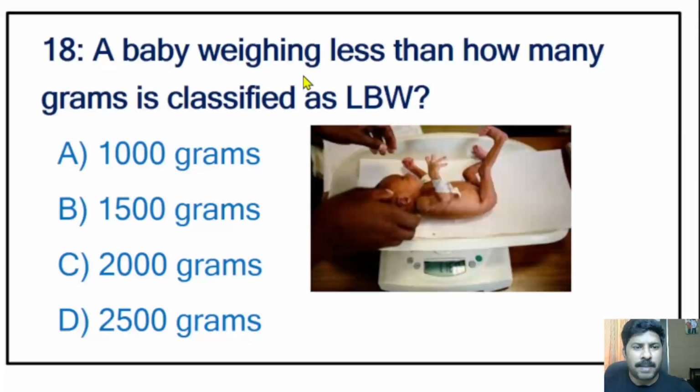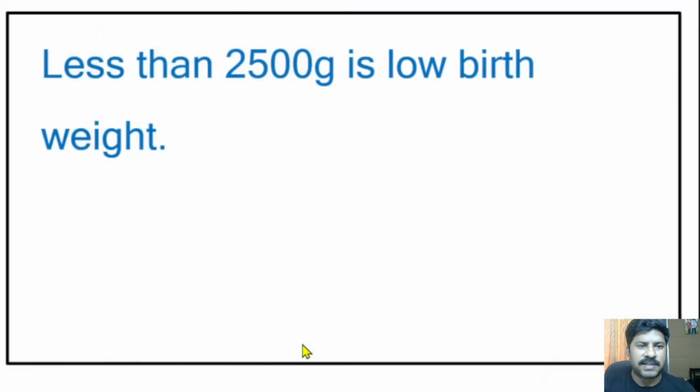18th question. A baby weighing less than how many grams is classified as a low birth weight baby? 1000 grams, 1500 grams, 2000 grams, 2500 grams. So the correct answer here is 2500 grams. If a baby weighs less than 2500 grams, it is known as a low birth weight baby or LBW baby.